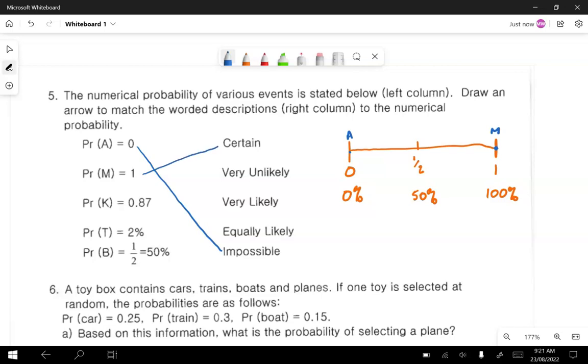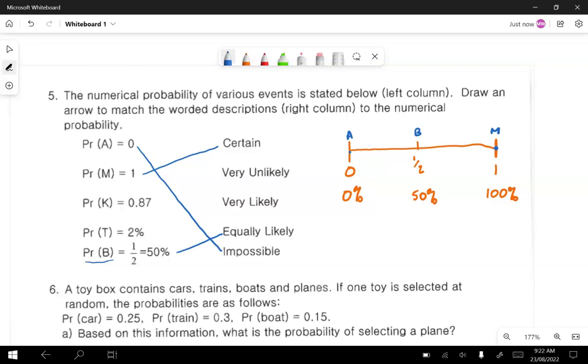And then as I scour down the list, I've got 0.87. And I remember from when I did my decimals to fractions and percentages unit, that's quite likely. I think that's around 87%. I've got 2%. That's probably not very much. But let's just go with one that we feel we're very confident with. The bottom one there, the probability of B being 50% or half, that means equally likely. So that's going to happen here.